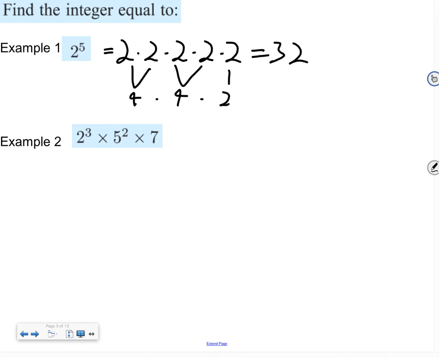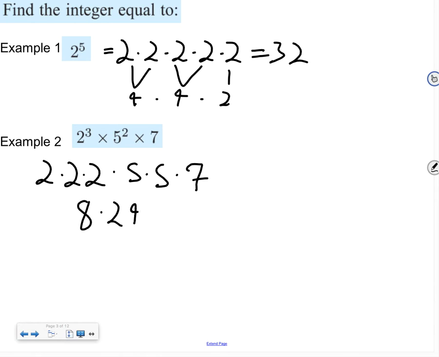I can also do it by writing this out like this. For example, 2 to the 3rd times 5 squared times 7. So that's written out: 2 to the 3rd is 8, 5 squared is 25, times 7. So we get 25 times 8, which is going to be 200, times 7 is going to be 1400.